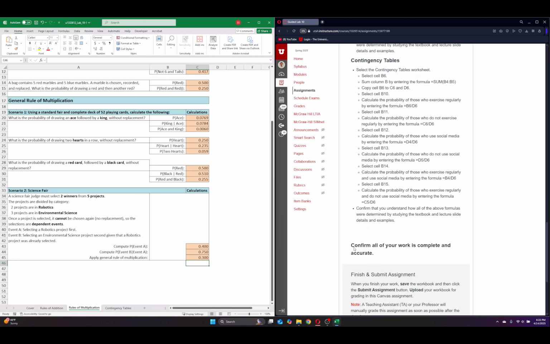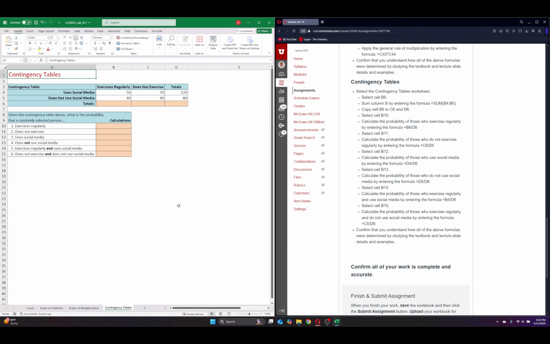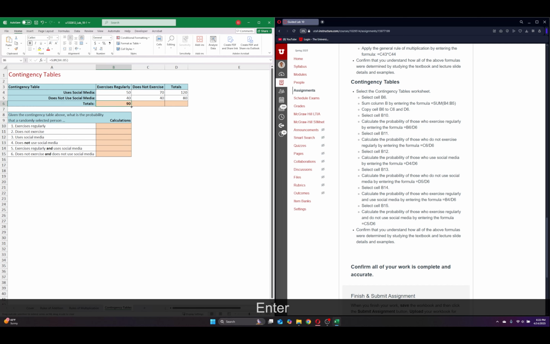Moving on to our last worksheet, let's go ahead and go to contingency tables. The first thing we want to do is fill out these totals here. So let's do that real fast. Just do AutoSum, and we're going to drag this formula over to the right.